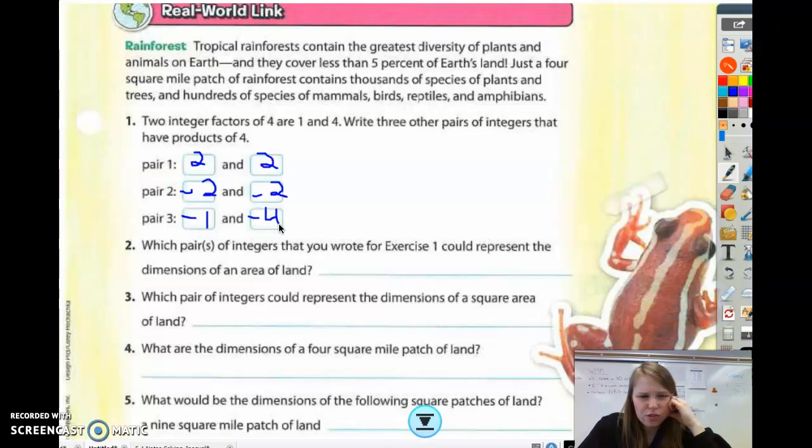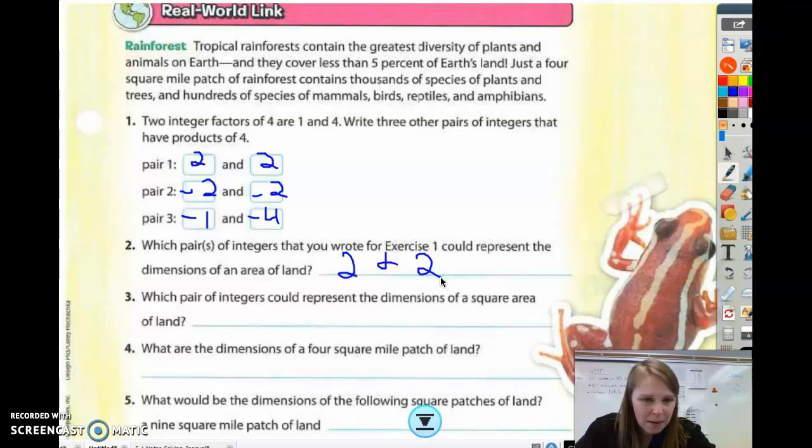Let's look at question number 2. It says, which pair or pairs of integers that you wrote for exercise 1 could represent the dimensions of an area of land? I have never heard of negative measurements for land, so I suppose we should say 2 and 2. Oh, that's supposed to be an and sign. Let's just do and. I meant to write the word, sorry.